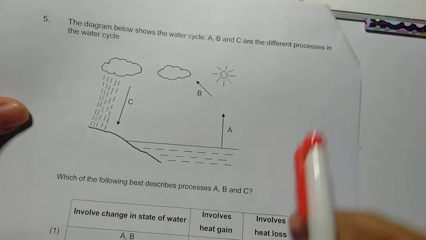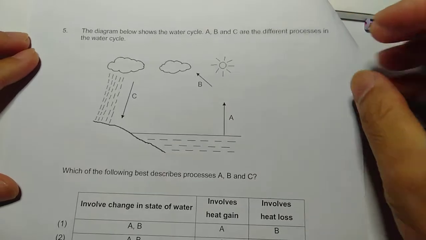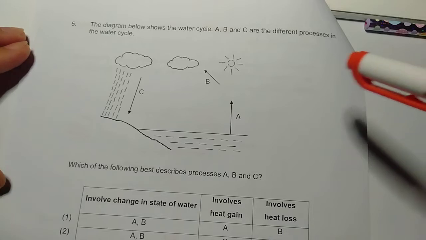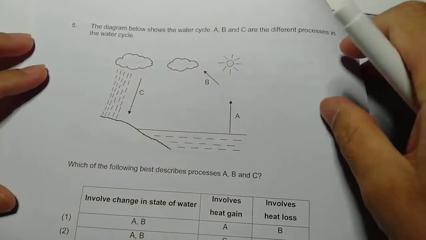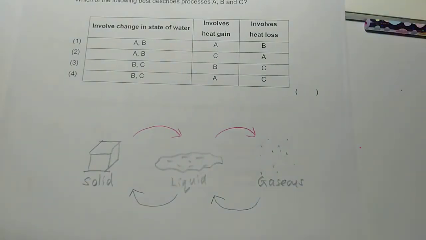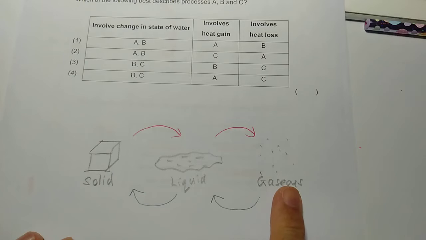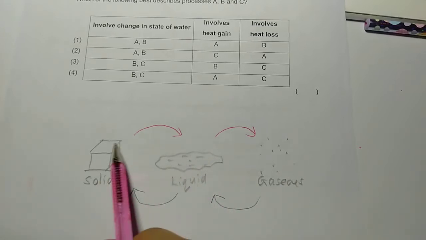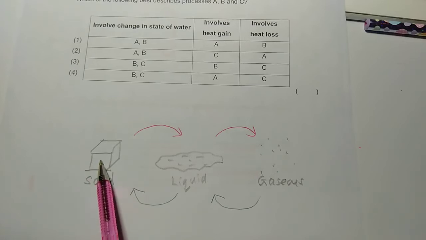Next one. The diagram shows the water cycle. A, B, C, D are the different processes in the water cycle. So this is clearly water, right? So before we do this, let's revise your P4 idea and your P5 idea, change in state and about water cycle. Solid, liquid, gas. Alright, gaseous state. Of course, this is a gas, so gas is what we call them as a gaseous state. The state here is called liquid state. The state here, where it has a fixed shape and fixed volume, cannot compress, is called solid.